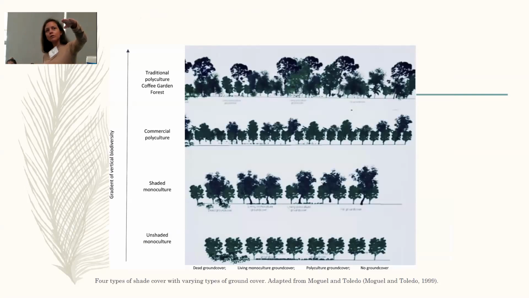I've pulled the gradient of vertical biodiversity from the first image I showed across farm designs to show the difference of the coffee system, how different they can be. The first one's an unshaded monoculture. We've got shaded monoculture, commercial polyculture, and then a traditional polyculture coffee garden forest, which is often how coffee was grown when it was first introduced to colonised countries. And then it sort of moved down the grade as they became more and more productive and commercial.